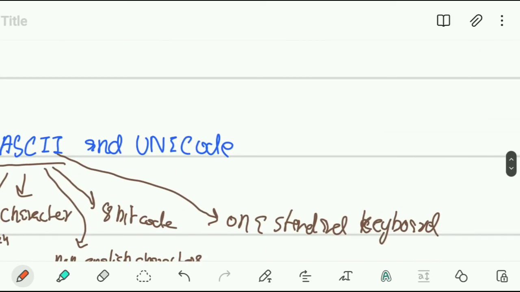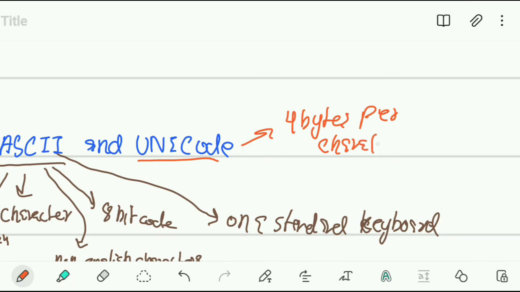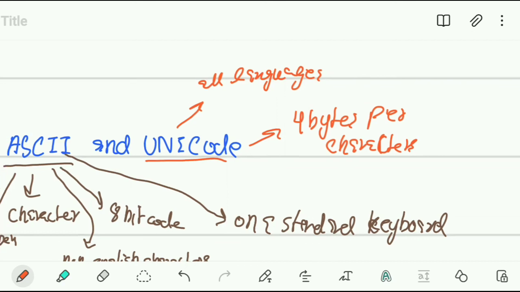As for Unicode, Unicode is universal. Unicode allows characters in a code form to represent all languages of the world. It supports 4 bytes per character. Unicode is a universal representation of characters, a universal standard that covers all languages and all writing systems. So Unicode is awesome. It uses 4 bytes to represent a single character, so that is a huge range. So this is Unicode, a universal standard that covers all languages and all writing systems. This is the end of this subtopic.